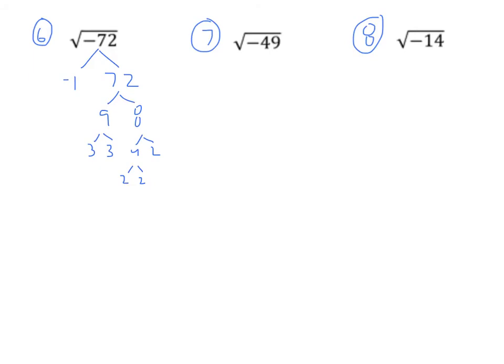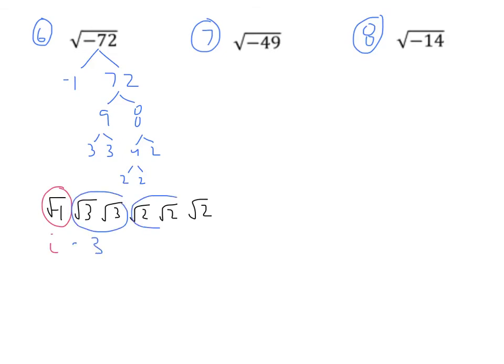So we have shown that the square root of negative 72 is the same thing as square root of negative 1 times square root of 3 times square root of 3 times square root of 2 times square root of 2 times square root of 2. This right here is i. And then the square root of 3 times square root of 3, that is 3. Square root of 2 times square root of 2, that is 2. And then I have a leftover radical 2. So the answer should be 6 times i times radical 2.